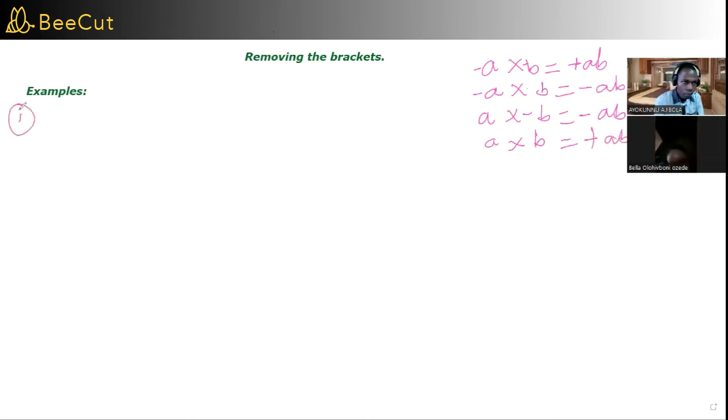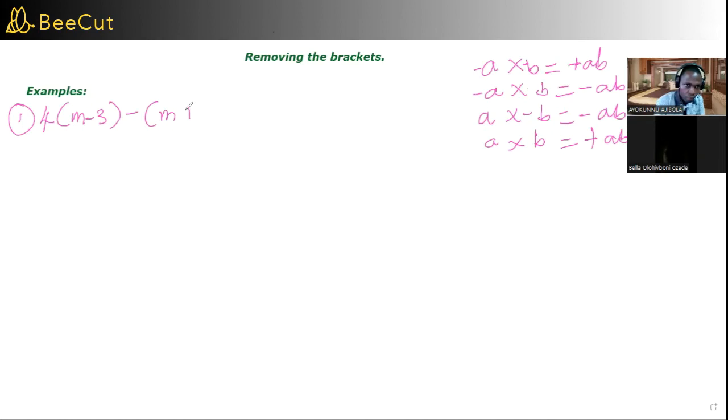So we begin to look at examples. Here comes our first question: 4 into m minus 3, minus, m plus 2. So 4 into m minus 3, then minus into m plus 2. Let me check it again here. So yes, m plus 2.